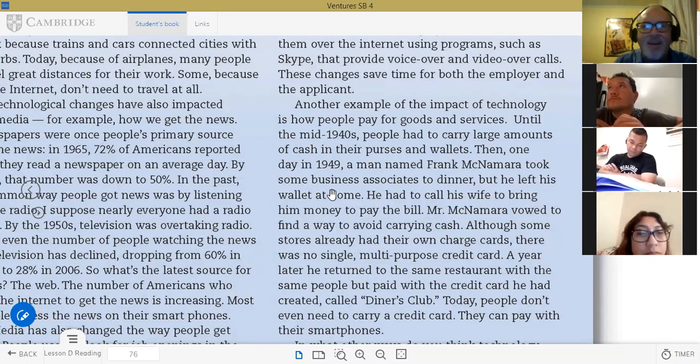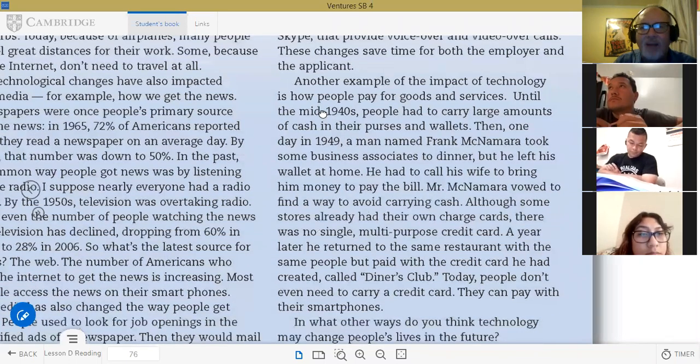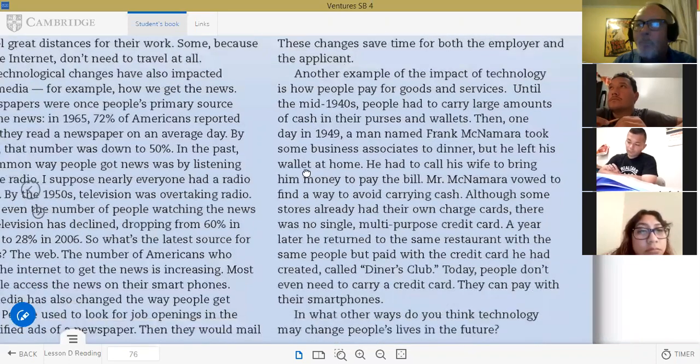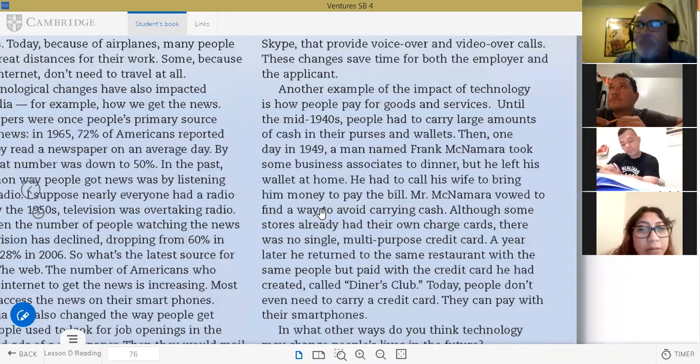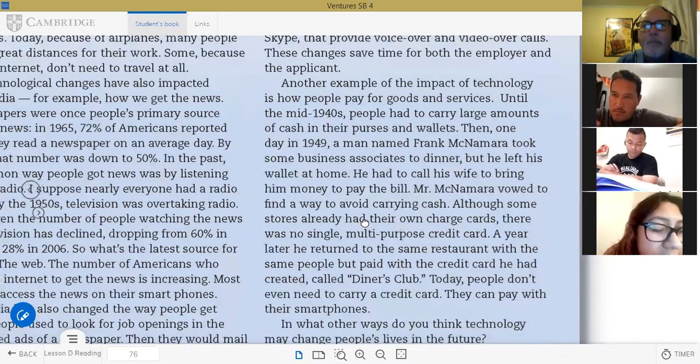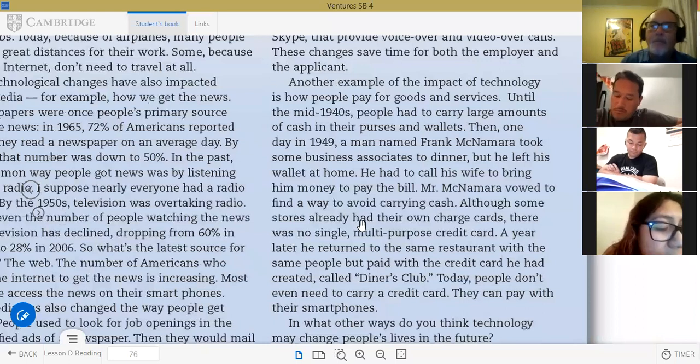All right. Next paragraph, or actually the last two parts. Who wants to read this last part here? One more volunteer. Okay, I'll do it. Okay, go for it. Another example of the impact of technology is how people pay for goods and services. Until the middle 1940s, people had to carry large amounts of cash in their purses and wallets.